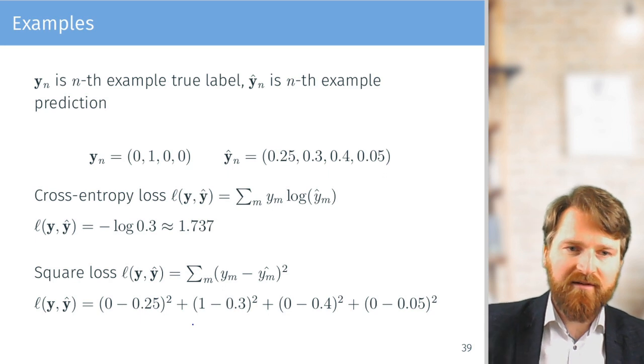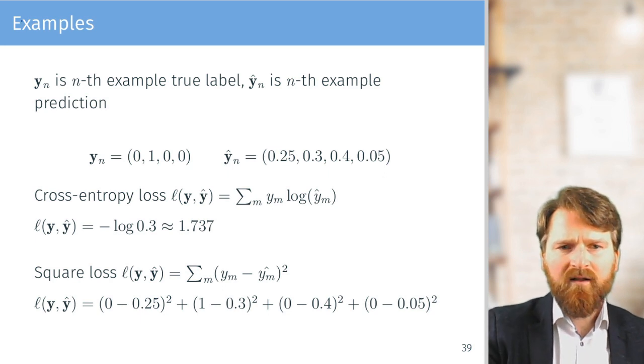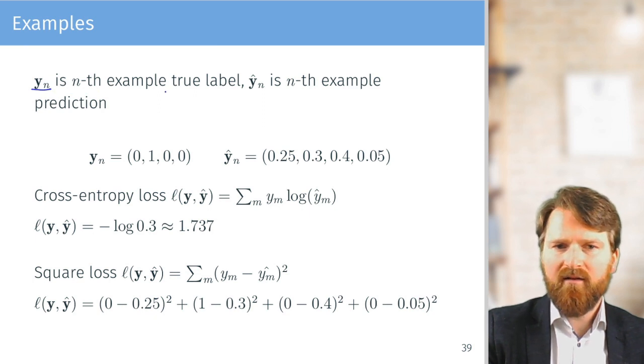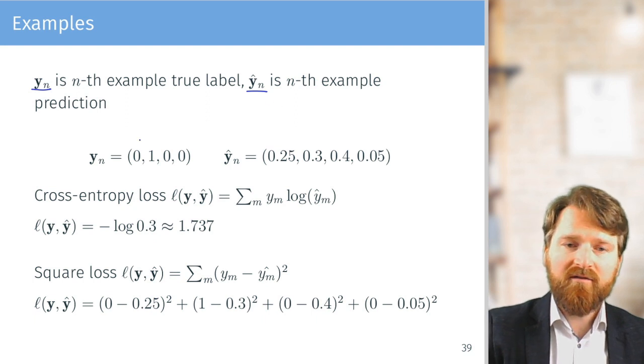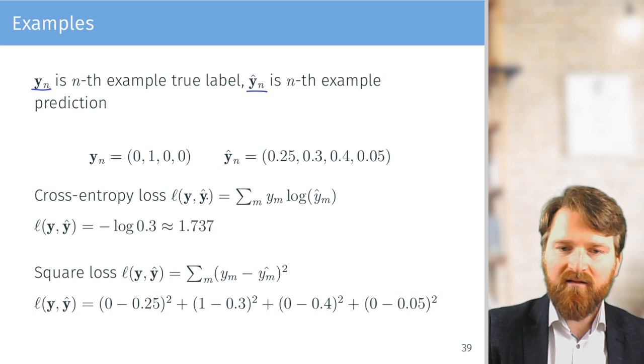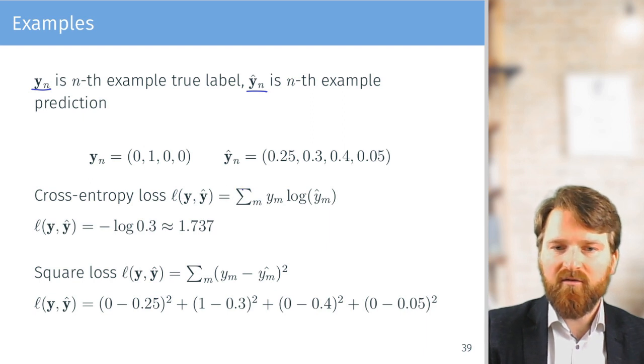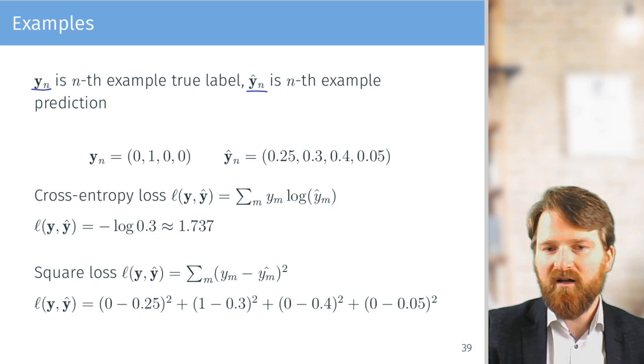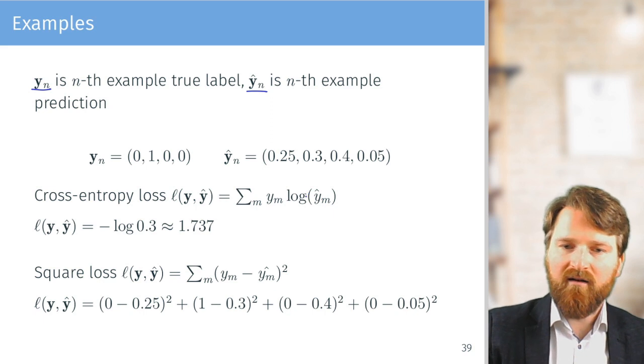So let's compute some examples. Let's have again y_n as some example true label, and ŷ is the prediction of our predictor. So for example, this is our true label, a vector of 0, 1, 0, 0, and these are our predictions. Taking the formula of cross entropy loss, it is basically saying I take the gold standard times the logarithm base 2 of the prediction and sum up.